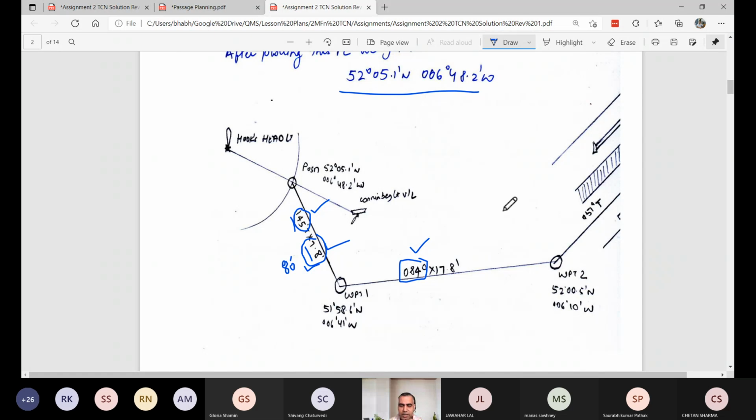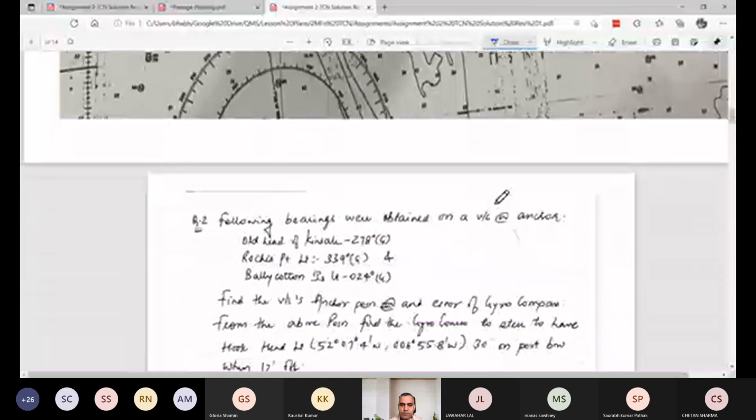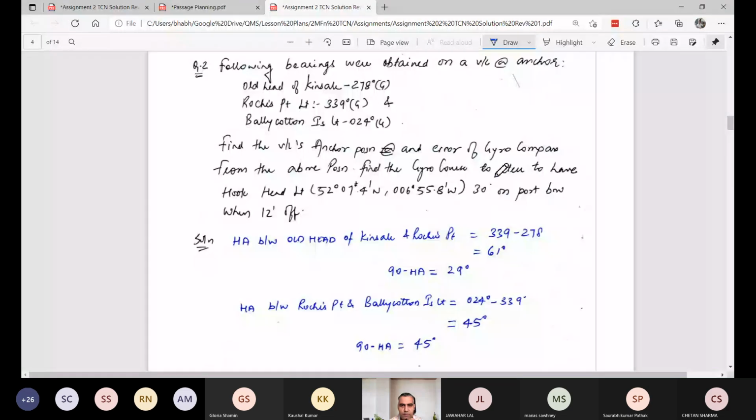Okay. और बताओ बेटा, any more doubts? So question number second का second part. Okay. Hook had light 30 degree on the port bow when 12 miles off. इसमें क्या डाउट है बेटा?